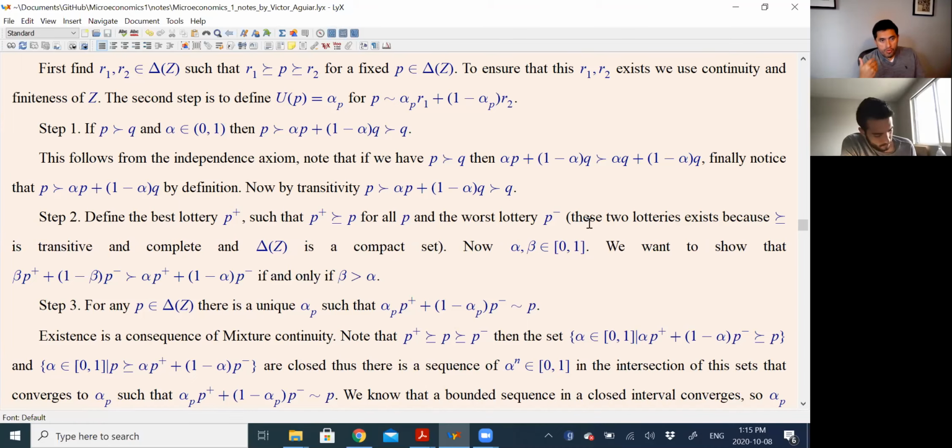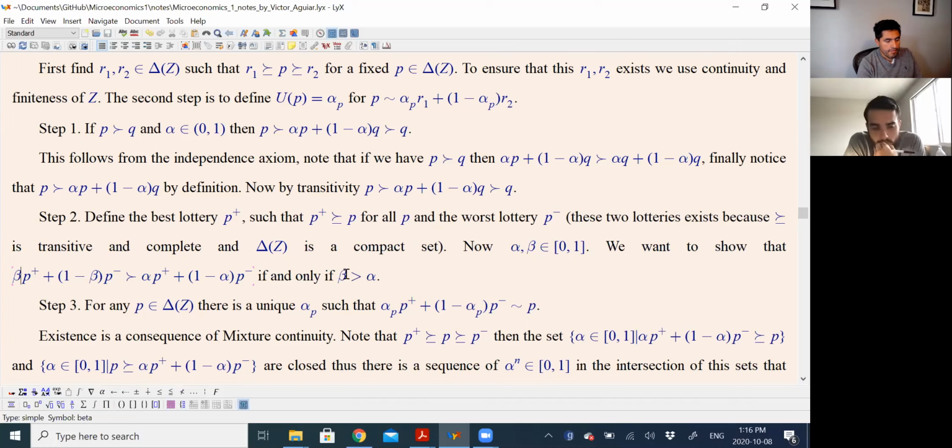Now I'm going to do it constructively. Take alpha and beta in (0, 1), and I'm going to make the following observation, which basically means that my proposed utility is actually representing the preferences. So this is the representation part of the theorem. Remember, take beta greater than alpha, and now observe that if I take the combination of P plus and P minus with beta, then this compound lottery has to be strictly better than the other compound lottery with alpha, okay?